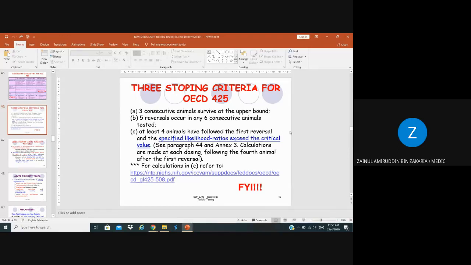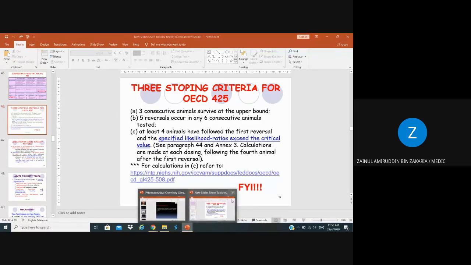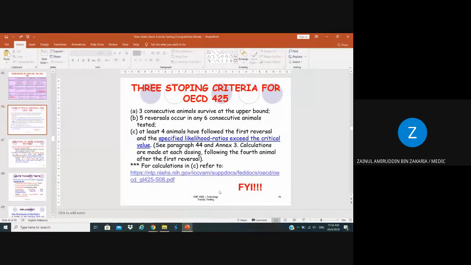Okay, 5 reversals occur in any 6 consecutive animals tested. So the first animal dies for the highest dose, and then the second animal survives. Okay, so that is a reversal. So if there are 5 reversals on 6 consecutive animals tested, then you need to stop the OECD.